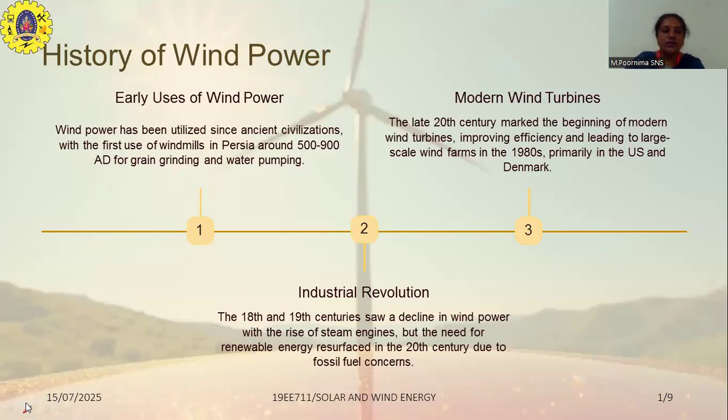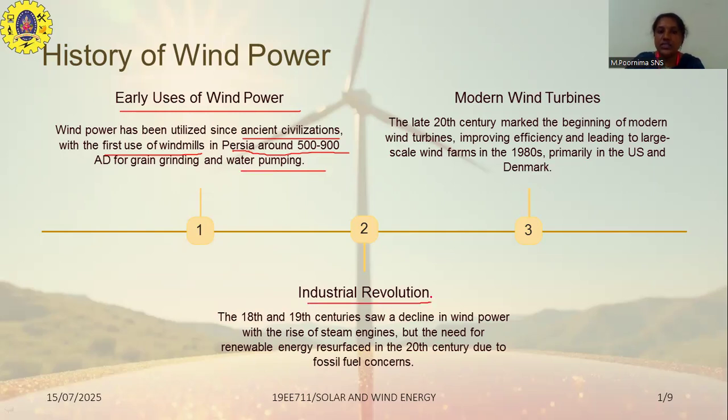In speaking about history, first we are going to discuss the early usage of wind power. What is the early usage of wind power? Wind power has been utilized since ancient civilizations, with the first use of windmills in Persia around 500 to 900 BC for water pumping. This is our first history of wind power.